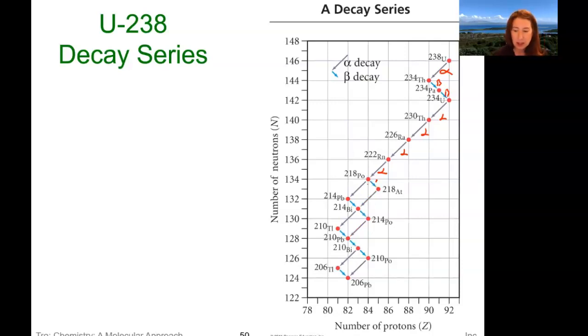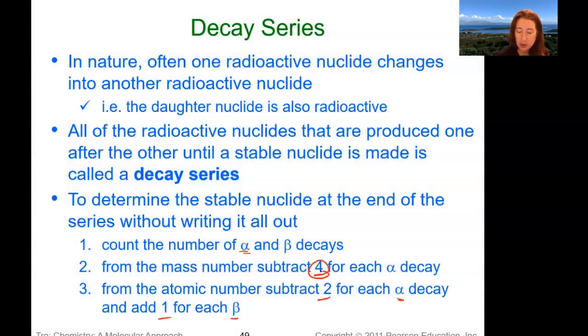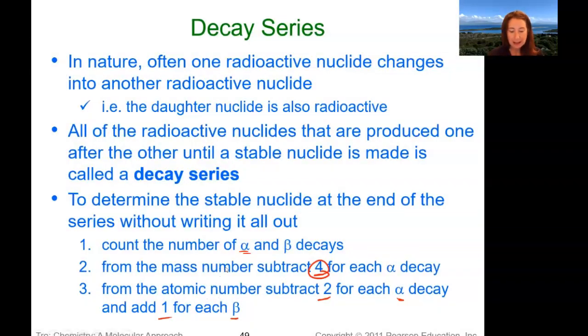But as you can see here, for each alpha decay, so if you're starting at uranium-238, just subtract 4 from the mass number every time you see an alpha decay. So subtract 4, subtract 4, subtract 4, subtract 4, subtract 4, right? And again, this is the mass number. For the atomic number, you subtract 2 for each alpha and add 1 for each beta. So from the atomic number.